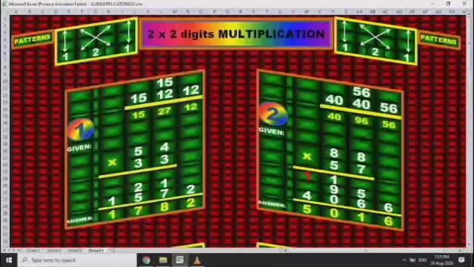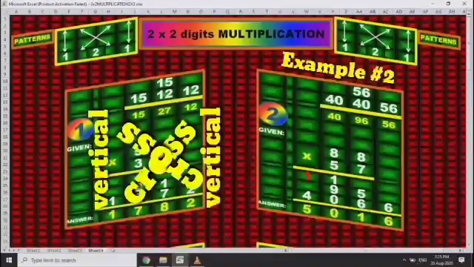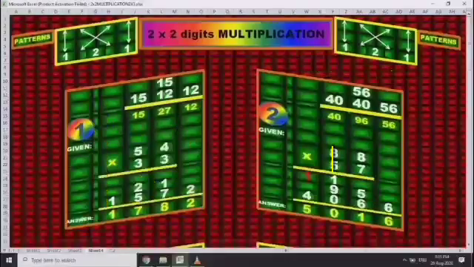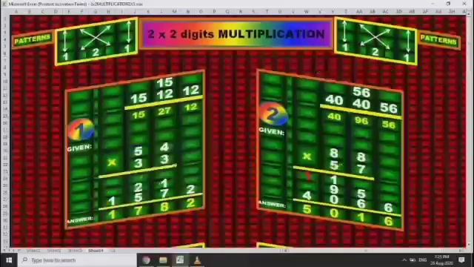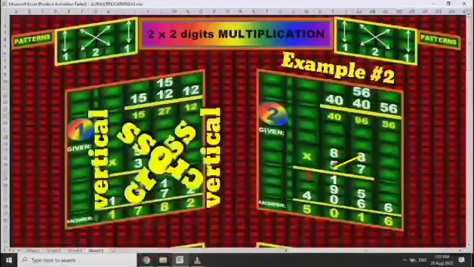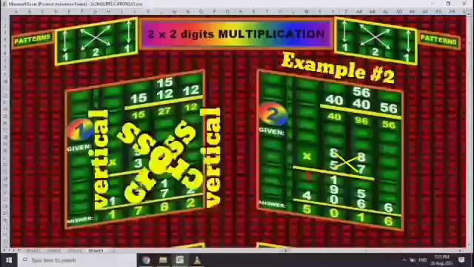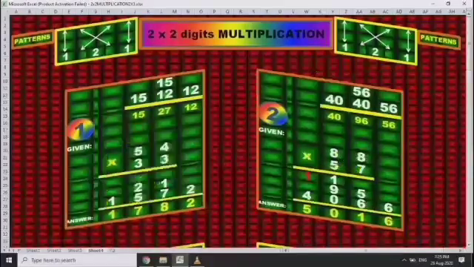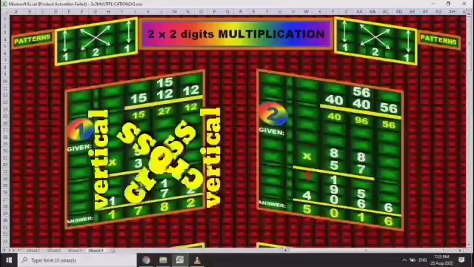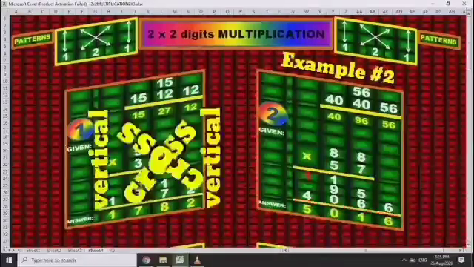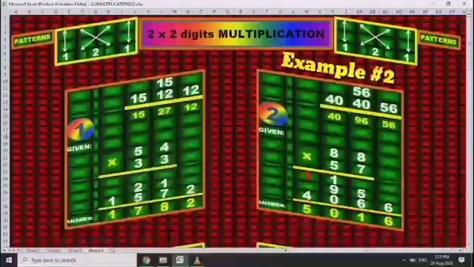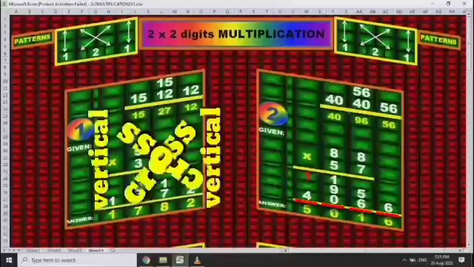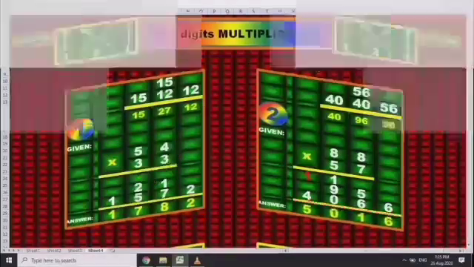Right, example number 2, 88 times 57. So first vertical multiplication, 8 times 5 is 40, bring down 40. Next is cross multiplication, 8 times 7 is 56, plus 5 times 8 is 40, add, that is 96, bring down 6, carry 9. Last is vertical multiplication, 8 times 7 is 56, bring down 6, carry 5, add, bring down 6, 6 plus 5 is 11, carry 1, 9 plus 1 is 10, bring down 0, carry 1, 4 plus 1 is 5. So therefore the product of 88 times 57 is 5016.